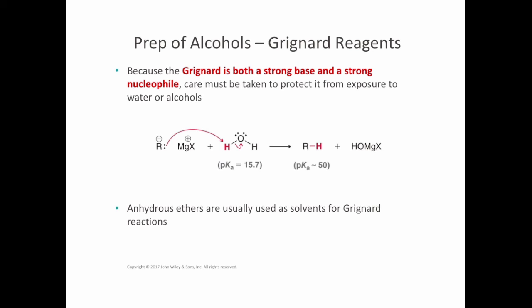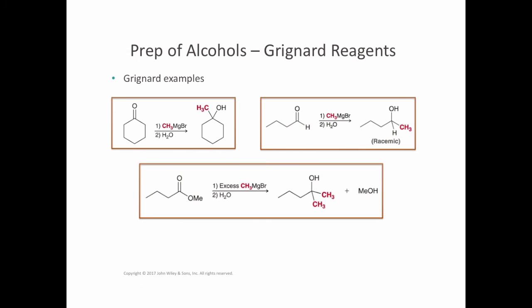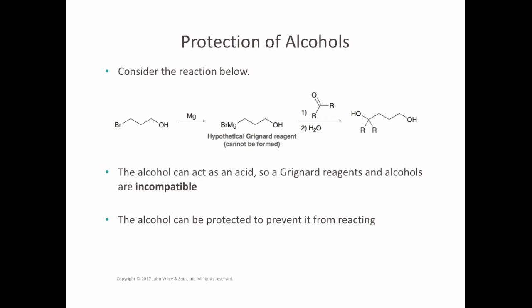So if you are doing this reaction in the lab, you have to make sure that you don't have any water in your flasks, in your glassware, in your solvents. So we typically use anhydrous ethers for Grignard reactions. And here are some examples of Grignard reactions. Notice when you have an ester that you actually will add the Grignard twice, for the same reason that the hydride added twice. As I mentioned, Grignards are not compatible with proton sources, so OH groups or water.